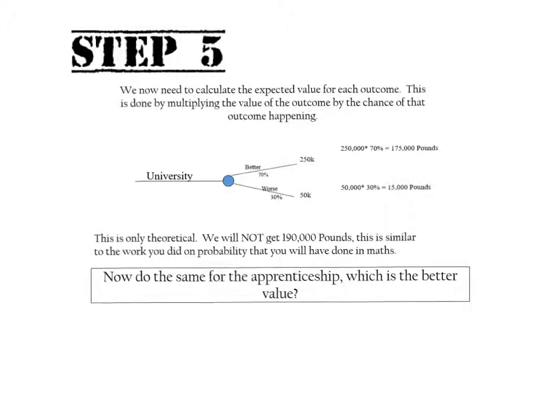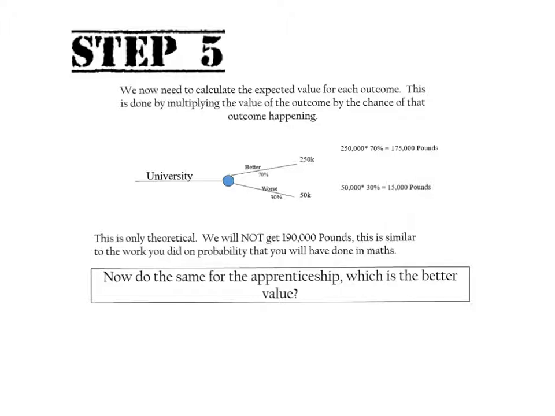Now for step five, there are some calculations that come in. We now need to calculate the expected value for each outcome, and this is done by multiplying the value of the outcome by the chance of the outcome happening. So for example, you do 250,000 times 70%, and you can do this in your calculator now, and that would get you £175,000. 50,000 times 30% would get you £15,000. As I've put here, this is only theoretical. We will not get £195,000. This is similar to the work that you will have done in GCSE mathematics.